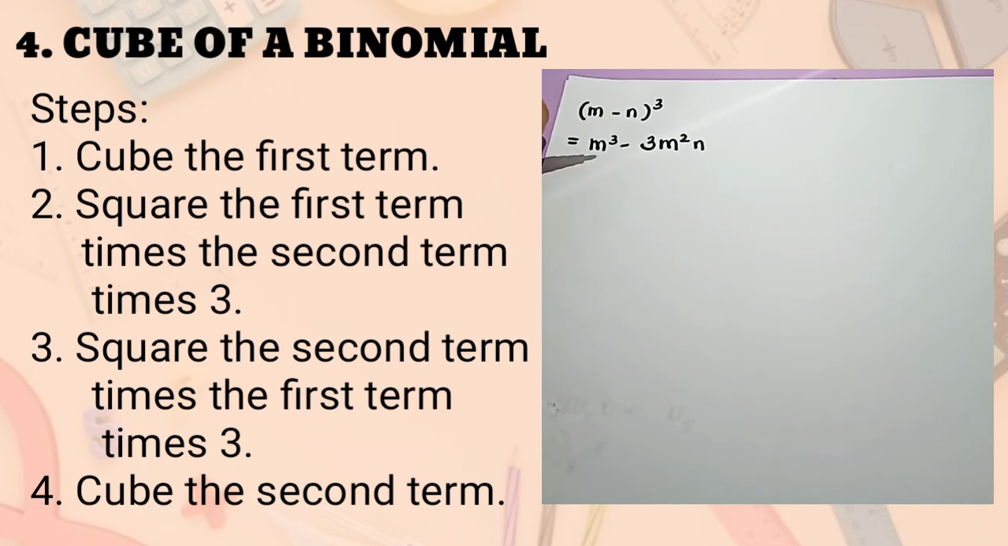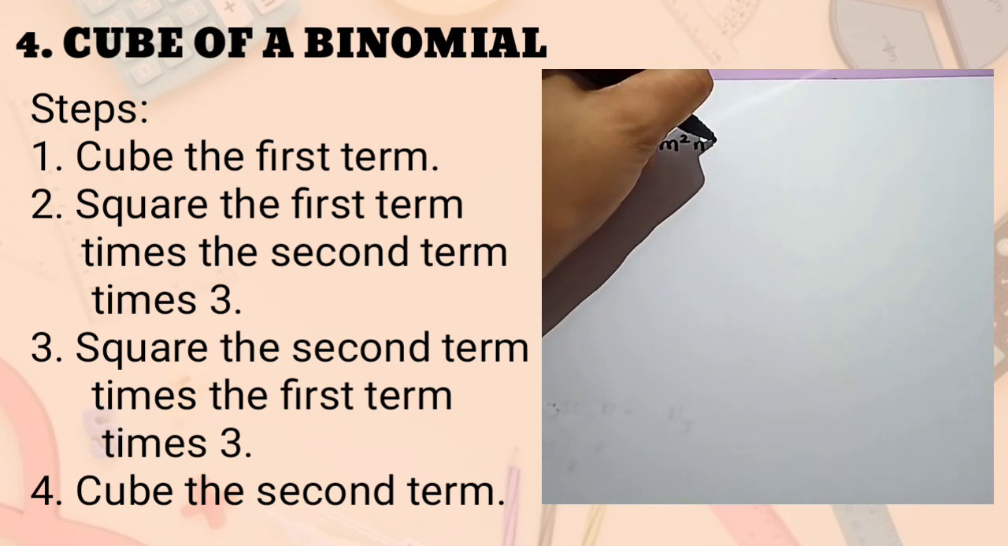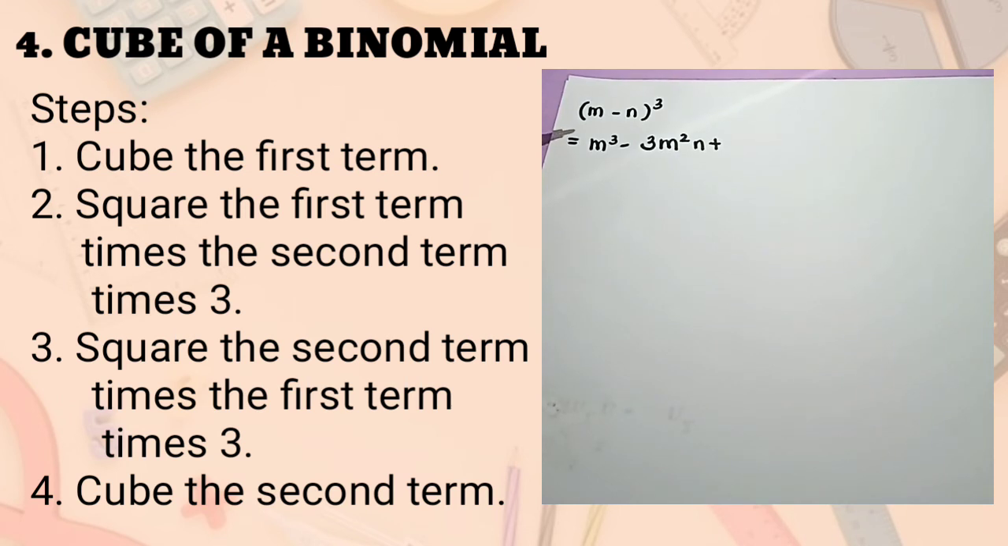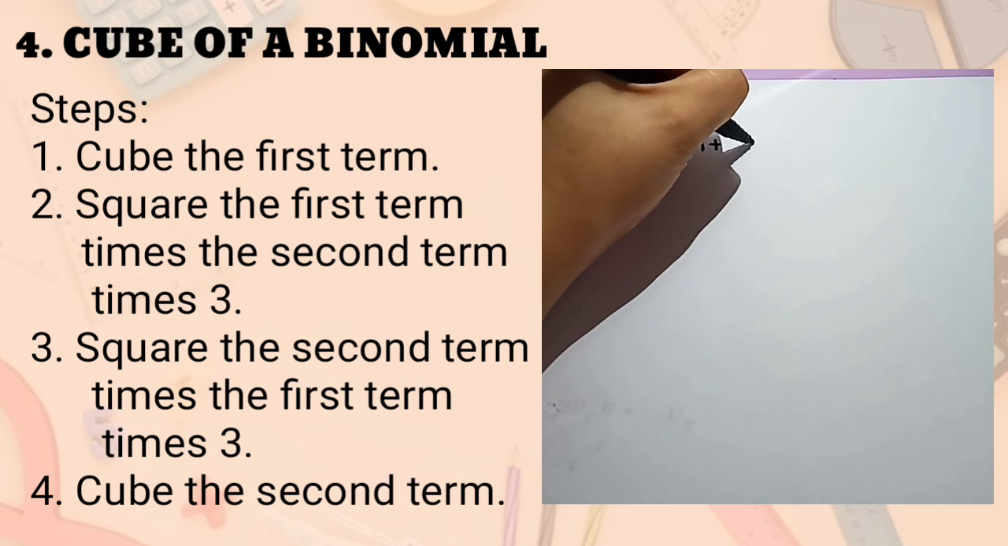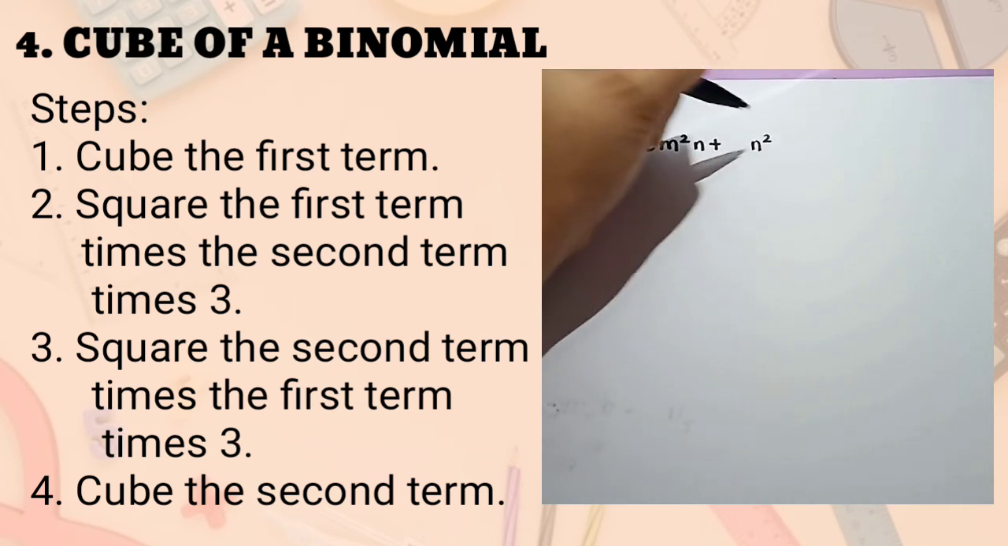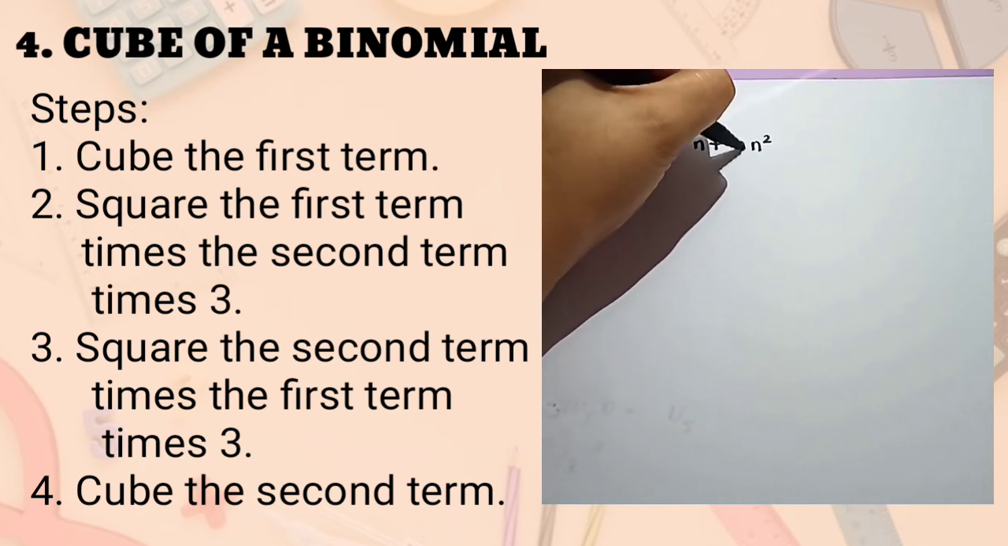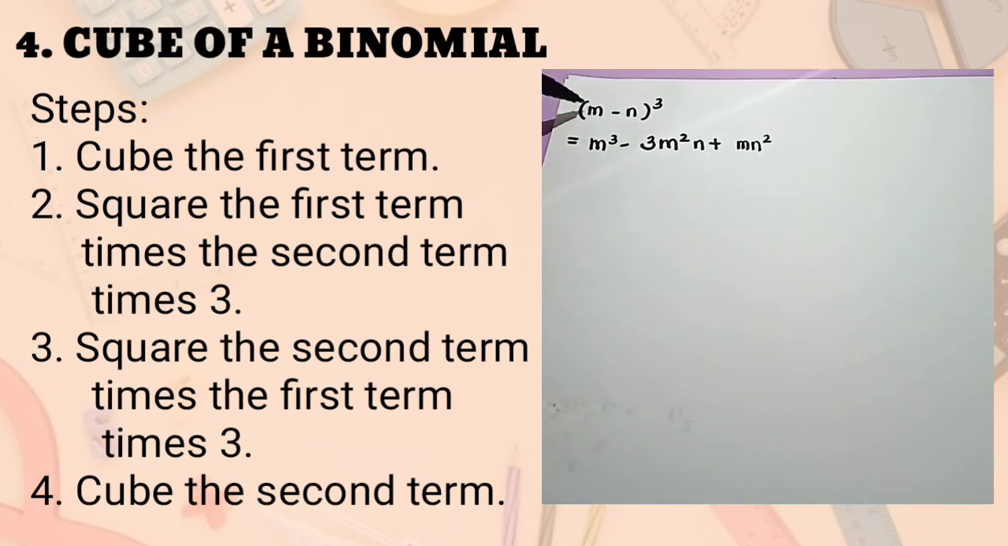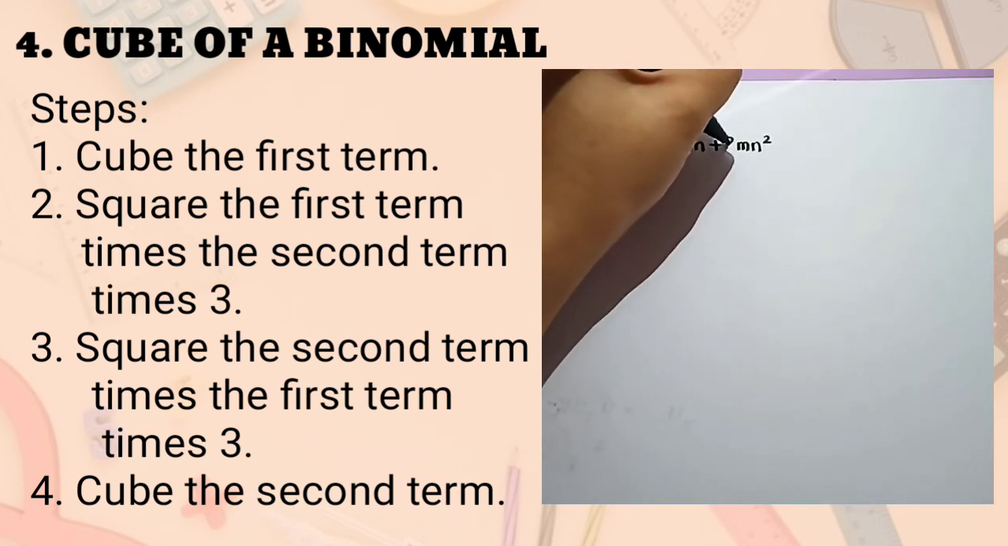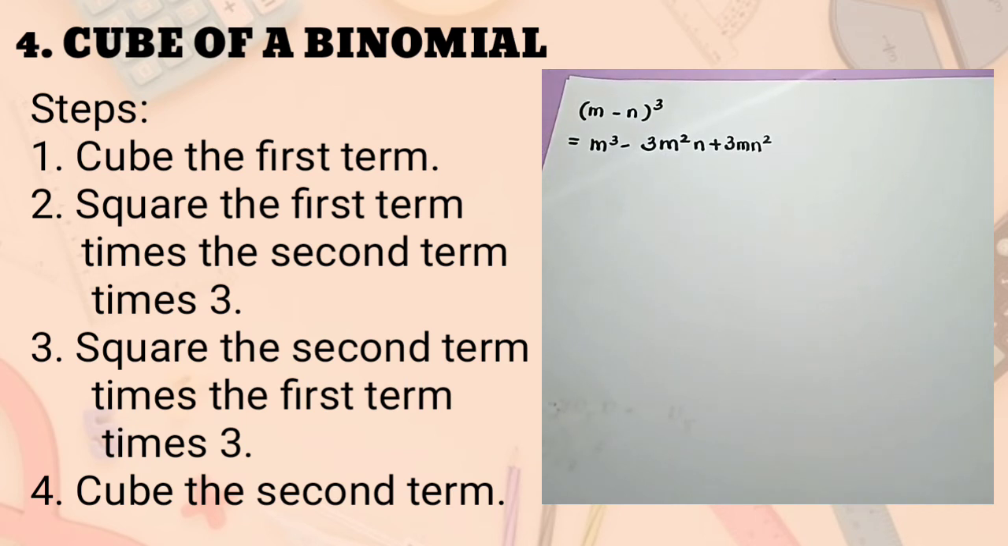Okay? So, third step. Square natin yung second term. Square natin yung negative n, kaya magiging positive na yung ating operation, or plus na yung ating operation. Then, times natin dun sa first term, which is m. So, n squared, then times sa first term, then times 3. Okay? Yan. So, 3mn squared.